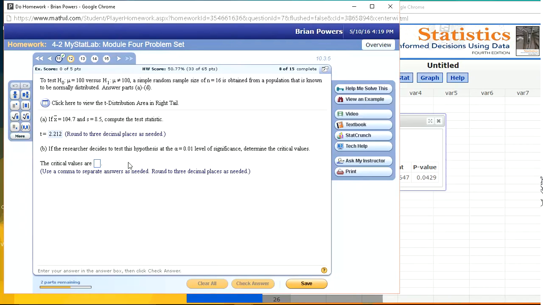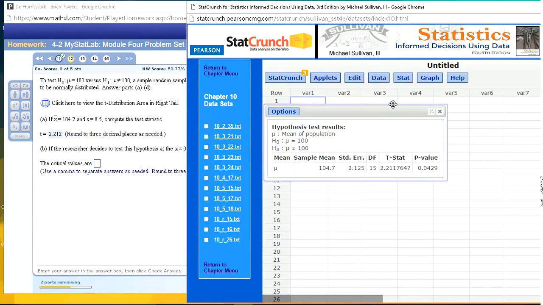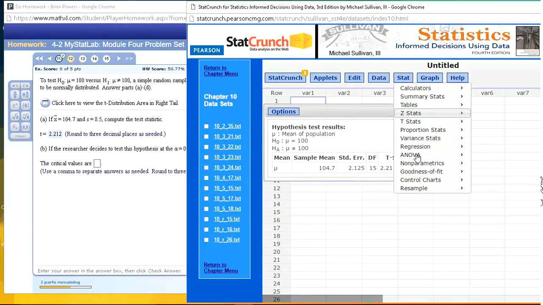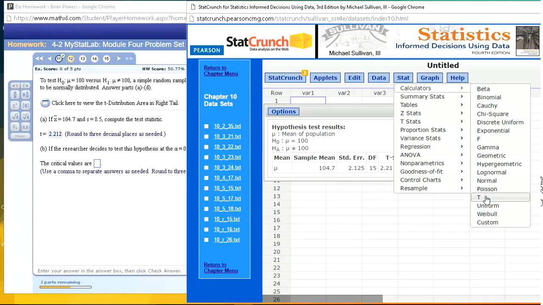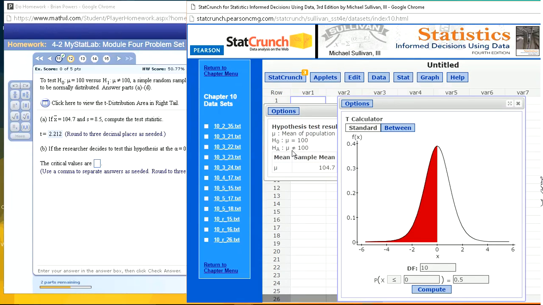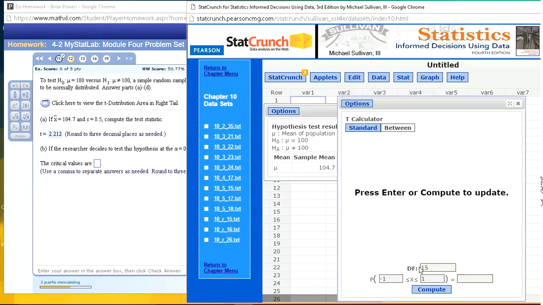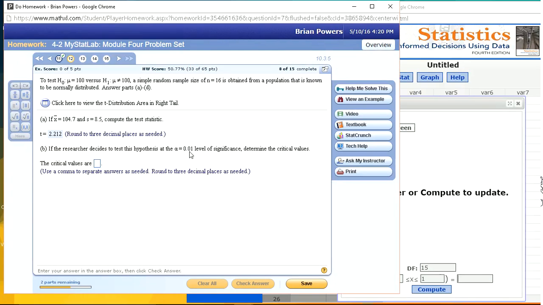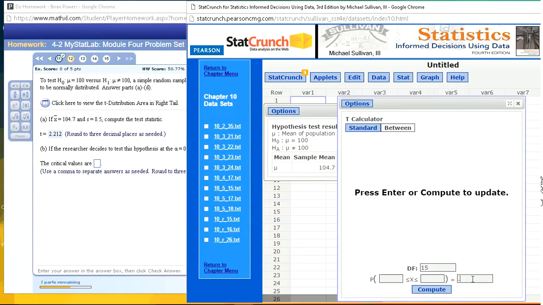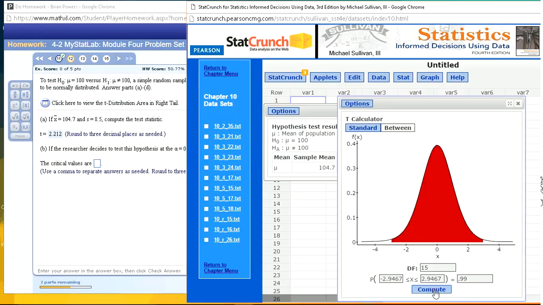Okay. If the researcher decides to test it at alpha 0.01, what are the critical values? Okay, so critical values, we're going to go back to that T calculator. Calculators, T calculator. This is a two-tailed test, right? Because the alternative is not equal to. So we're going to do between. We have a sample size of, what was it? It was 16, so that means 15 degrees of freedom. And then, again, we want 0.01 in the tails. That means we want 0.99 between. Okay? So that gives us our critical values.